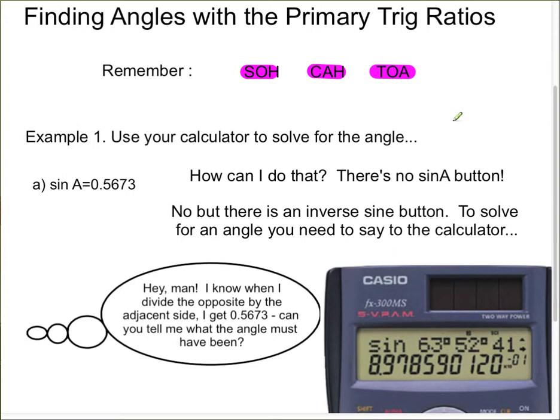Example 1, use your calculators to solve for the angle. In here, we don't know what the angle is. The angle is marked A. I want to know what value that is, what I can plug into the calculator, sine of what number, to get 0.5673. Well, let's have a look.